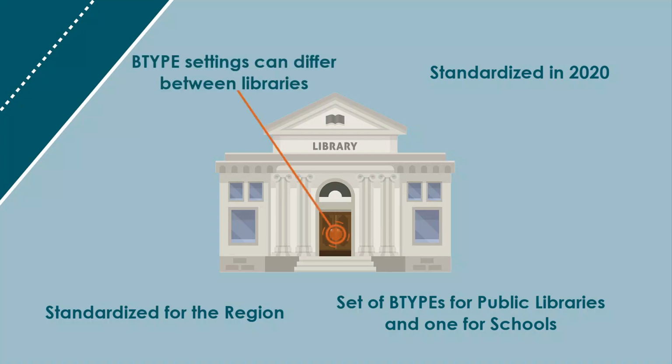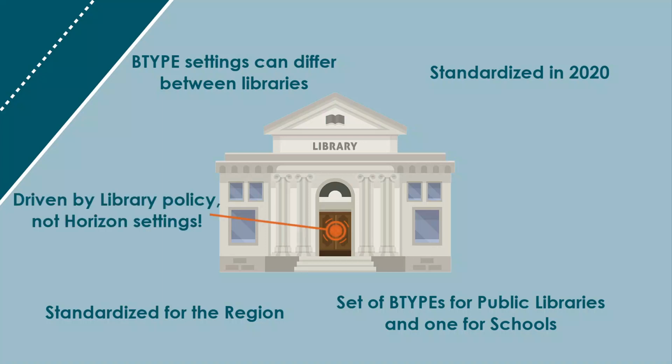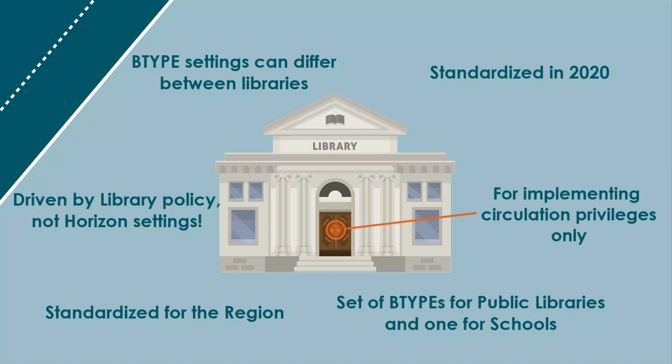While the list of B-types has been standardized, some of the settings assigned to each B-type may differ between libraries, such as find rates. Settings are driven by library policy. Policies should not be driven by Horizon settings. While B-types would seem useful for statistical purposes, they are intended to determine circulation privileges only. This may be a good time to pause the video and review your circulation policies.